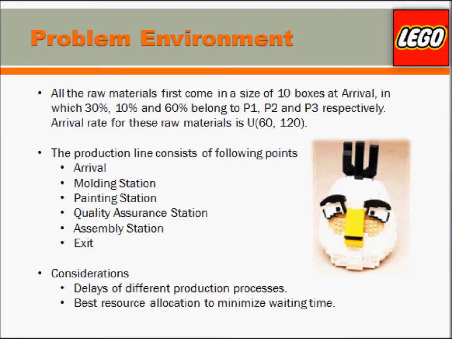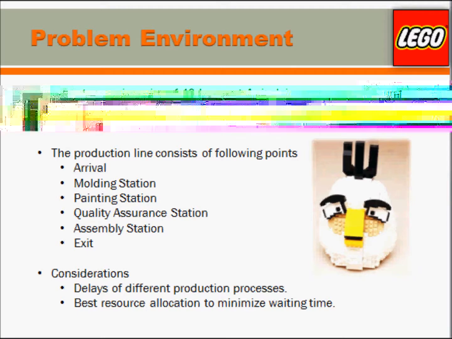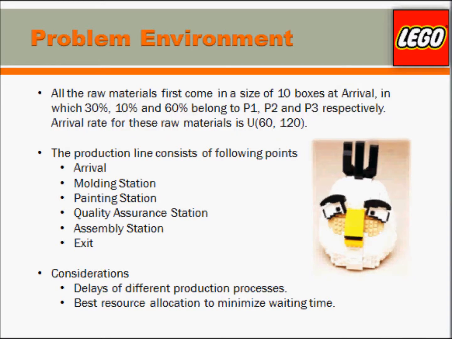We summarize our problem as follows. According to Lego's current situation, all the raw materials first come in a size of 10 boxes, in which 30%, 10%, and 60% belong to product 1, product 2, and product 3 respectively. The arrival rate for these raw materials follows a uniform distribution from 60 to 120 minutes.